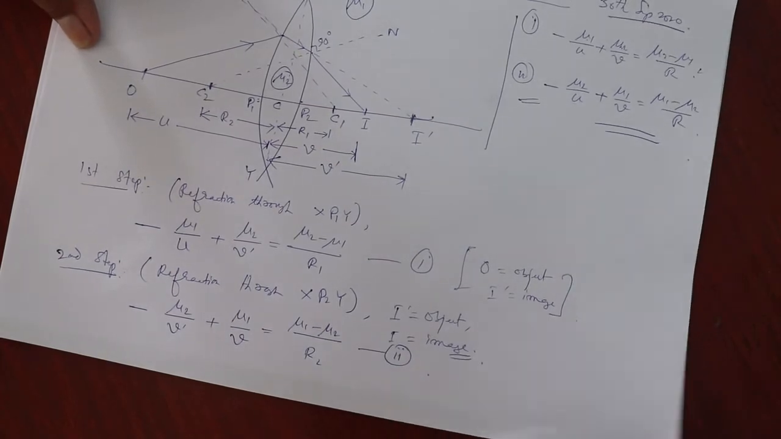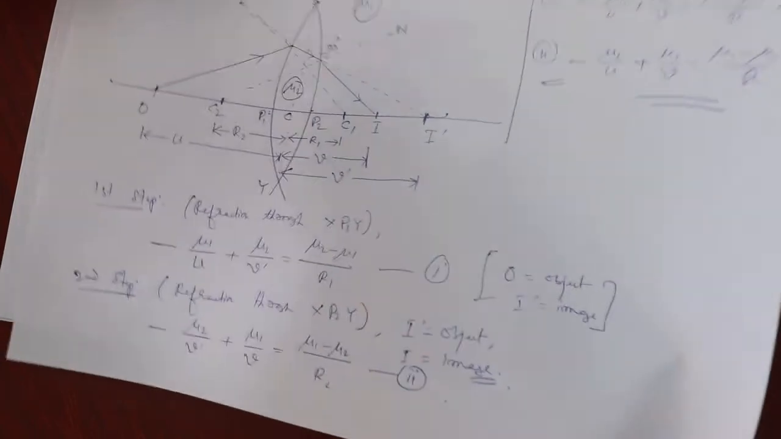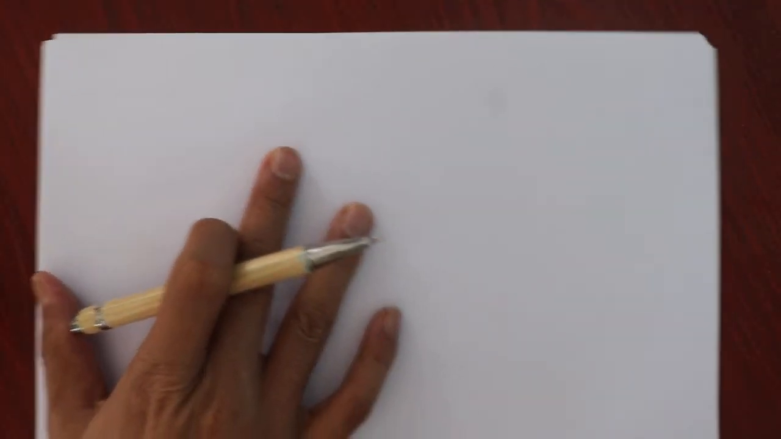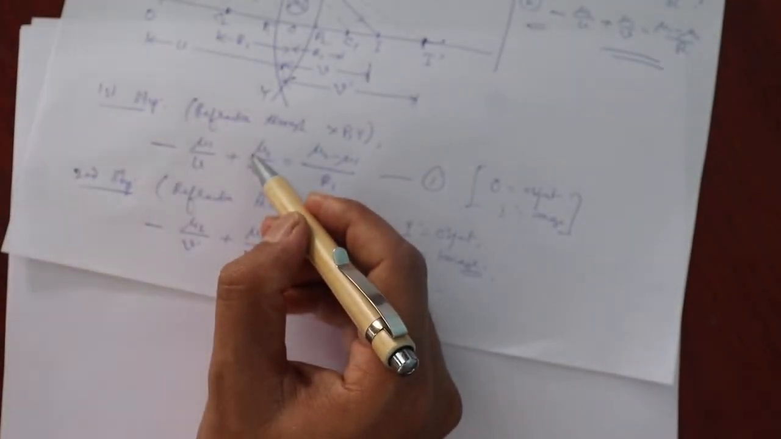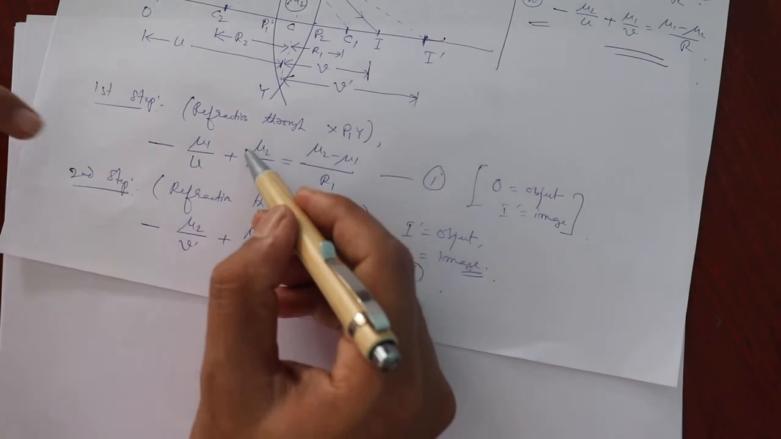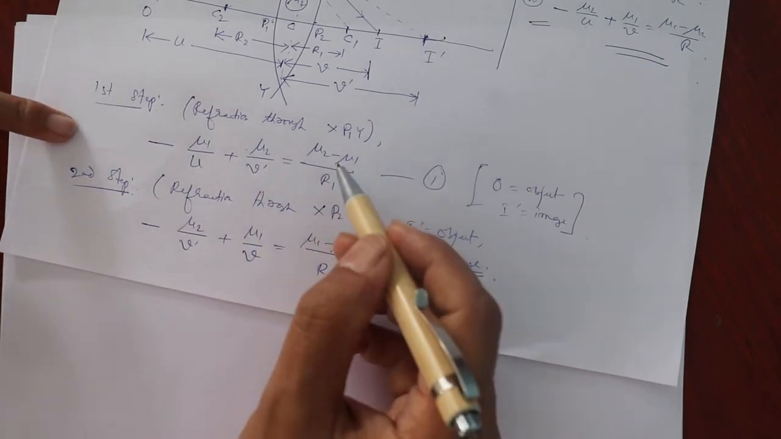So our next step is you just add up the two equations. Let us see what we get. After adding the two equations, you add up the left hand side of these two, plus you add up the right hand side also. Let me add it right now.